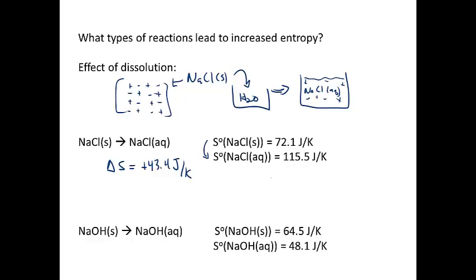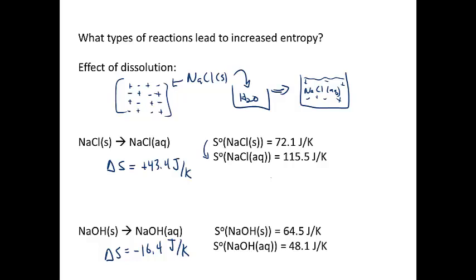However, if you look at the entropy change for sodium hydroxide, when solid sodium hydroxide dissolves into water, its entropy change is negative. It's negative 16.4 joules per Kelvin. So how is it that a solid, which is very ordered, dissolves and has much greater freedom of movement, and that ends up as a negative entropy change? It has to do with the water molecules.